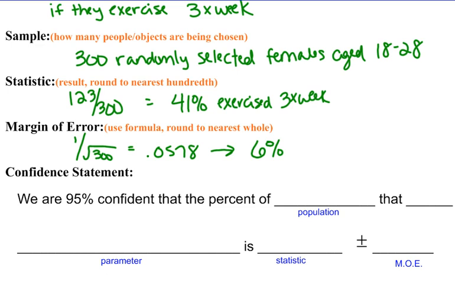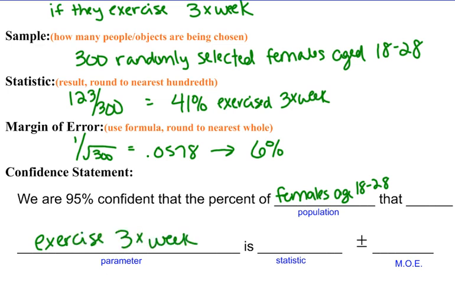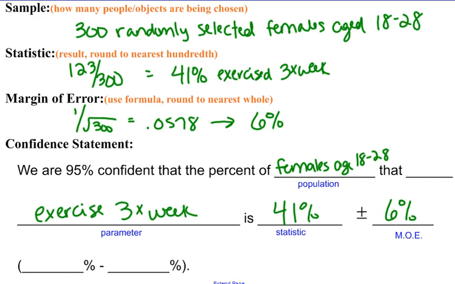So our confidence statement would say, we are 95% confident that the percent of females age 18 to 28, that's our parameter, so what we're looking for, that exercise 3 times a week is, and we found it to be 41%, plus or minus 6%. So then we'll put the range in the bottom, so I'll subtract 6 from 41 and I'll get 35. So it's 35 to 47%.